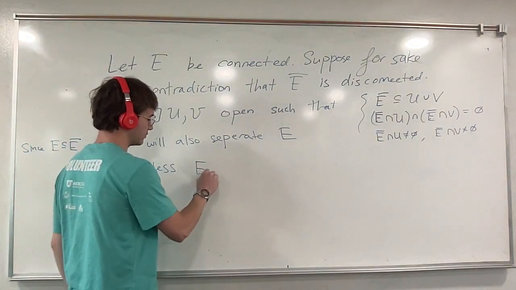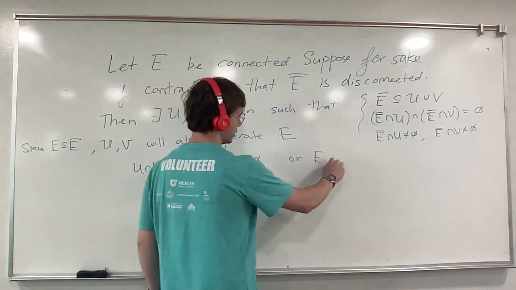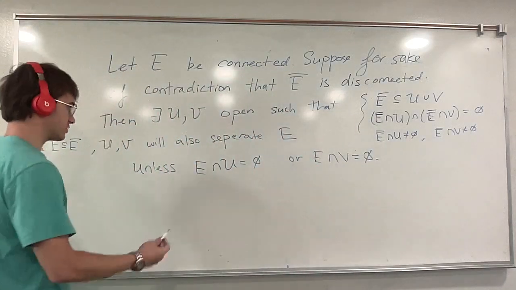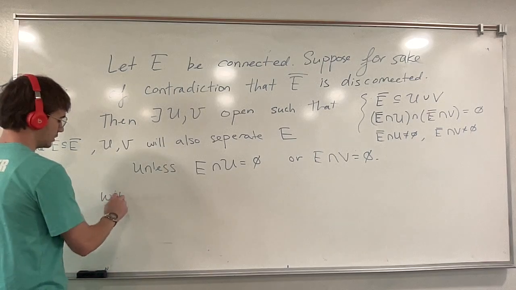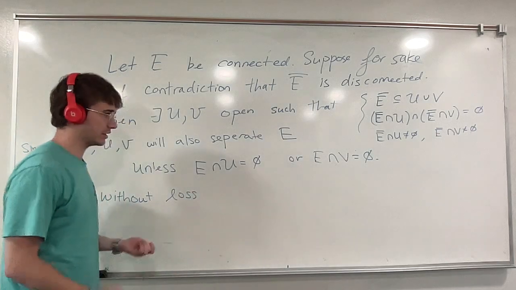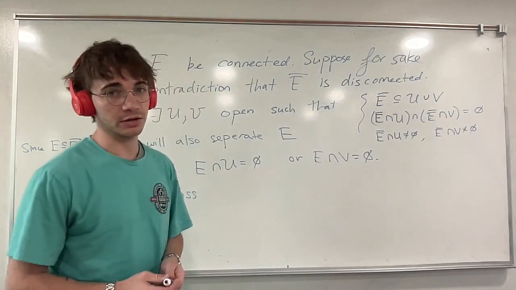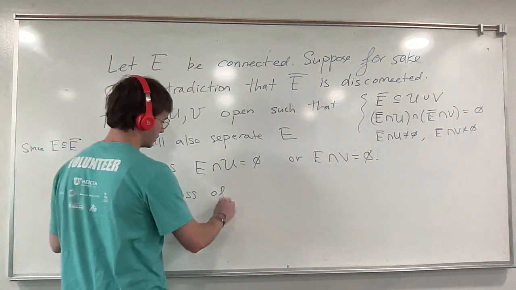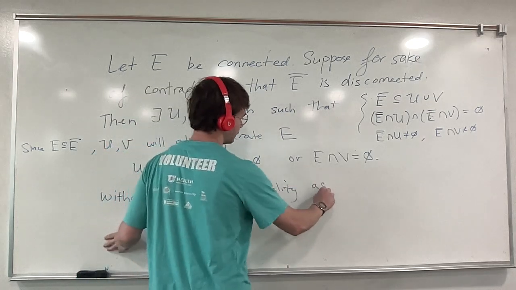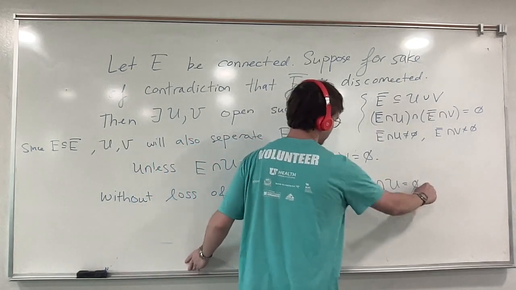U and V will also separate E unless the third condition fails. So the third condition failing means that E intersect U will be empty, or E intersect V will be empty, okay? So without loss of generality, let's assume that E intersect U is empty. When I say without loss of generality, I just mean one of these is going to hold true, and in either case the proof will be identical, okay? So without loss of generality, assume that E intersect U is empty.